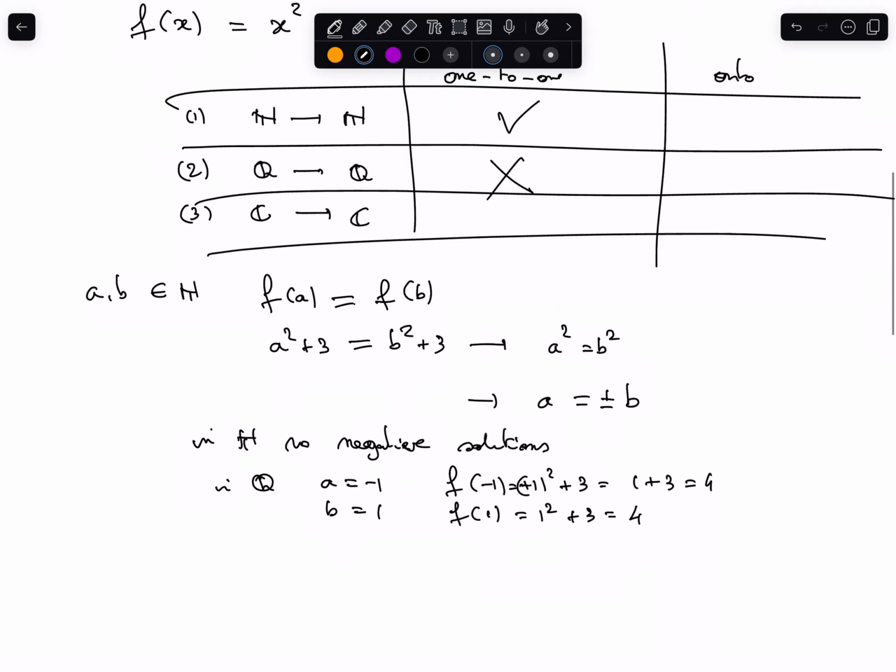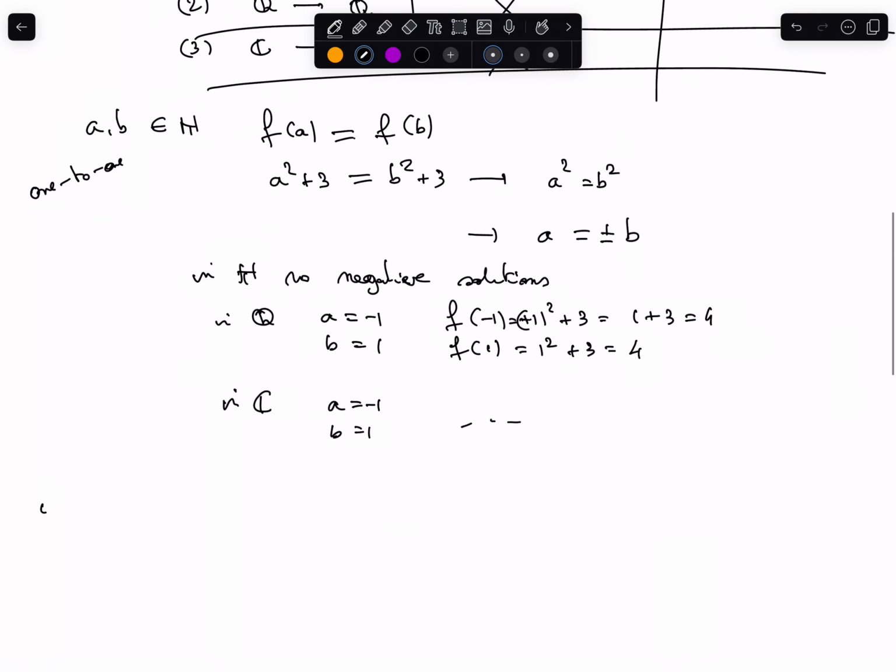Now, it's clear that this problem that we had in Q is going to be perpetuated in C. We still always have two negative numbers. The same counterexample can be used again. So if A is -1 and B is 1, it's the same thing. There are rational numbers, but that's also complex numbers. So obviously here the answer is also not. So let's now focus on the onto part. So this was for the 1 to 1.